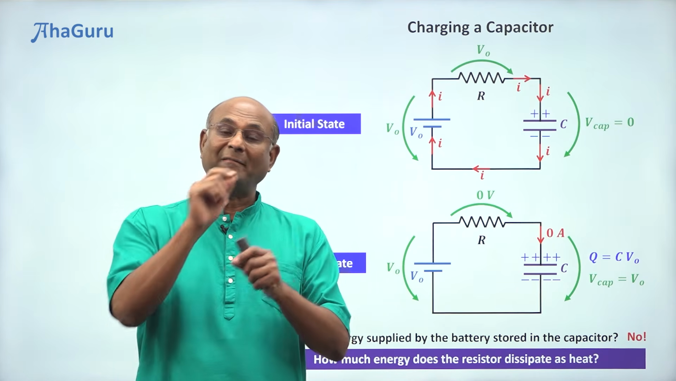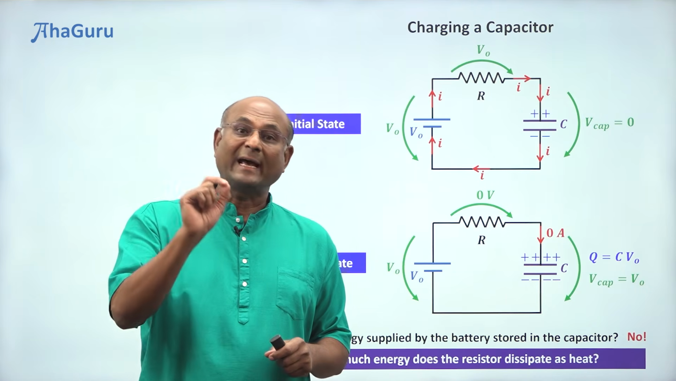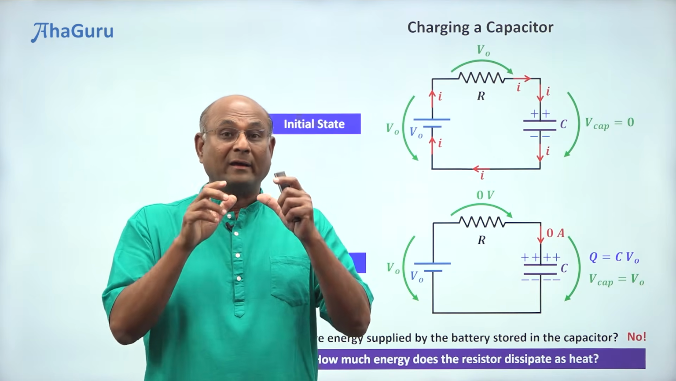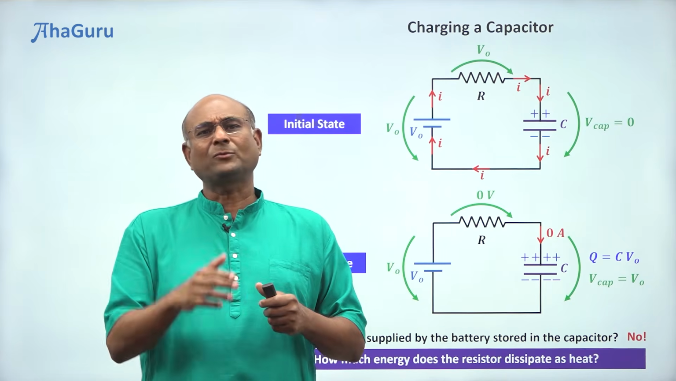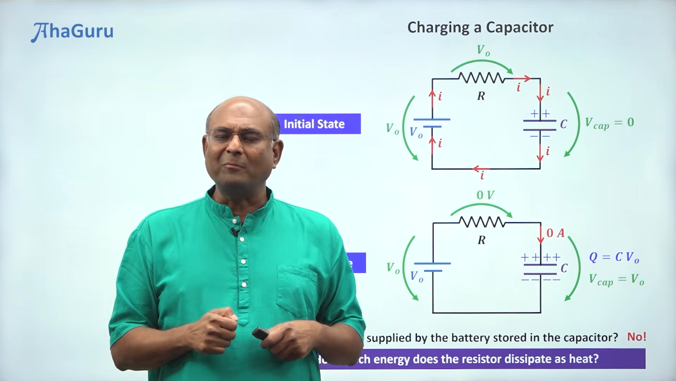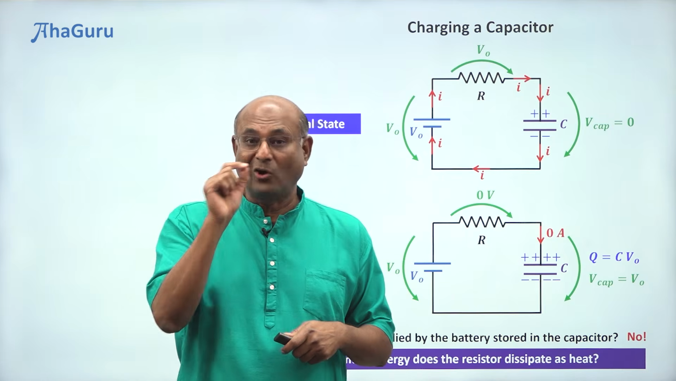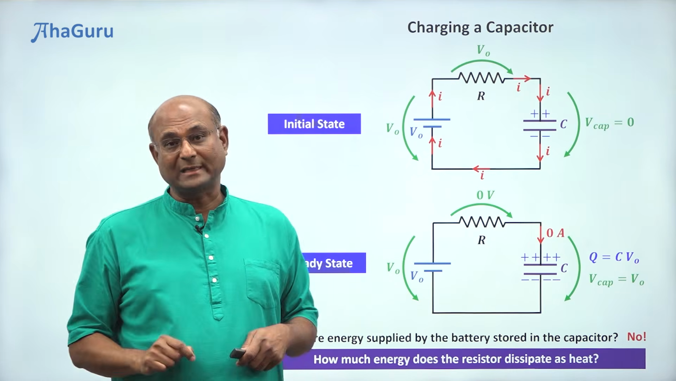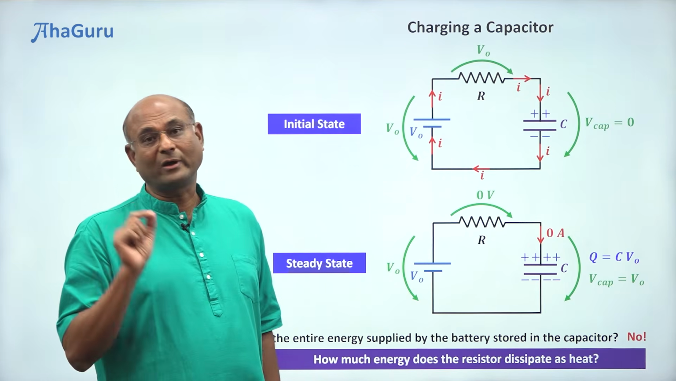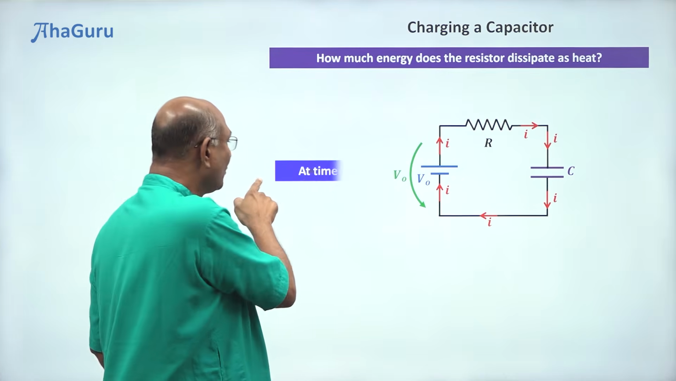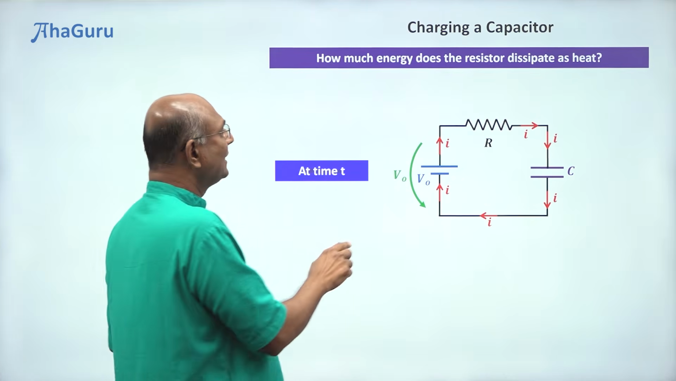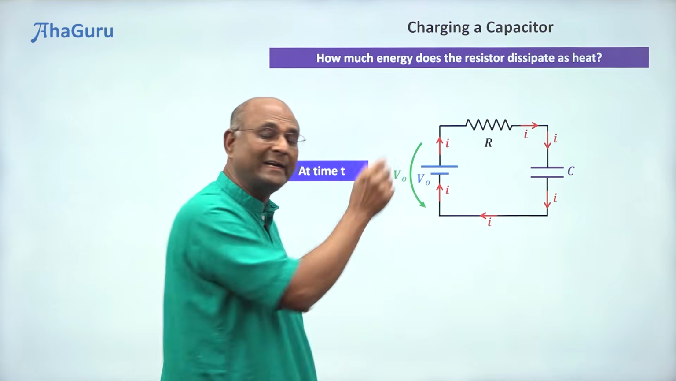How do I calculate that? Well, you know that the power dissipated by a resistor is I squared R. For a time t, how much energy will be dissipated? I squared R t. Can I use that formula here? Unfortunately not. So let us try to look at this a little more carefully. We are now going to look at how much energy the resistor dissipates. I am going to look at this at time t. At time t, let us say that there is a current I.